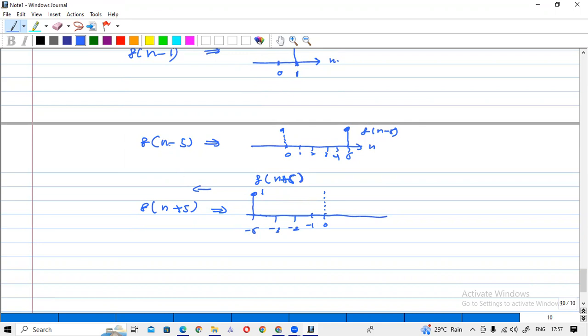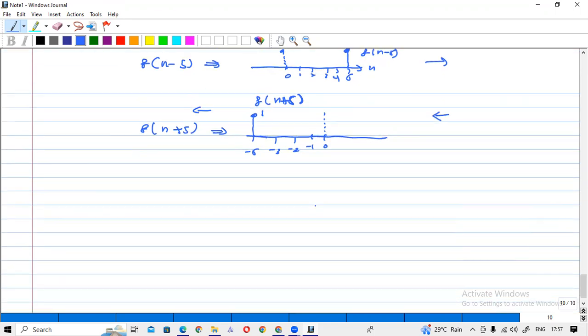So if it is minus, it is shifting by that number of samples in this direction, the delayed side. And if it is plus, it is shifting to the advanced side, the time advanced side, in this direction.